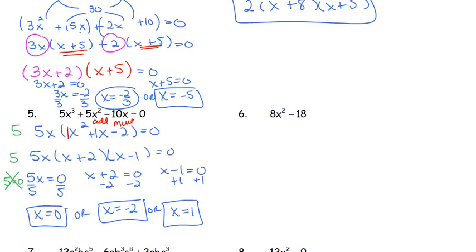Number 6. No equal sign, no solving. First step of factoring, GCF. We look, GCF of a 2. 4x squared minus 9. Now I've got two terms. I'm going to check for difference of two squares. I've got subtraction, good, and I've got two perfect squares.